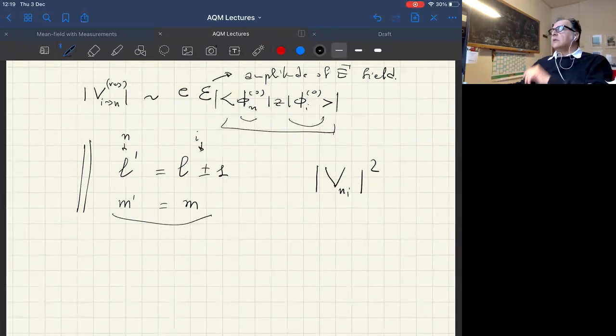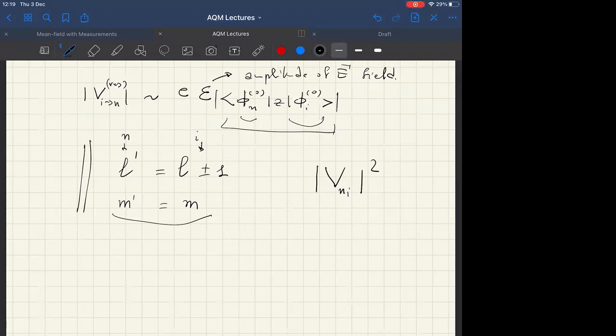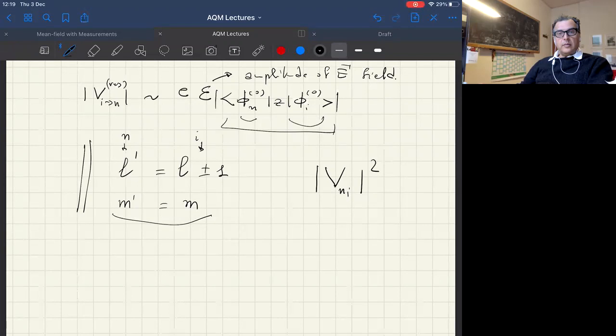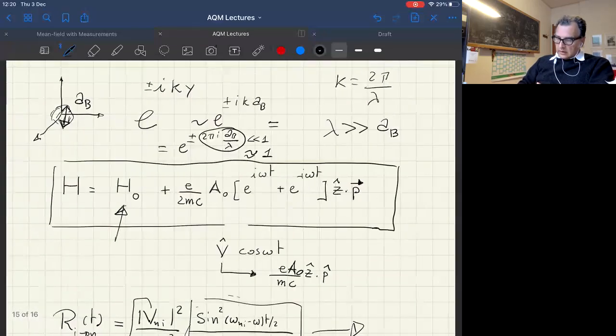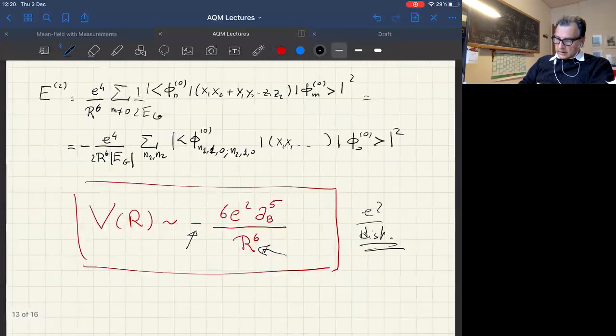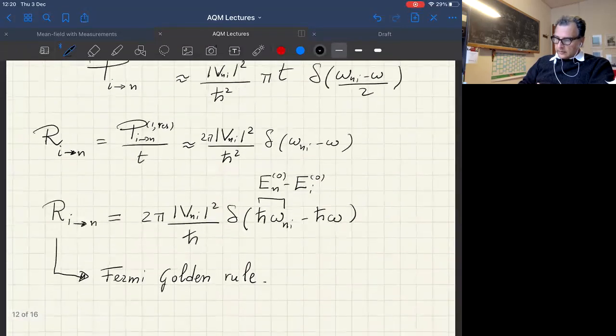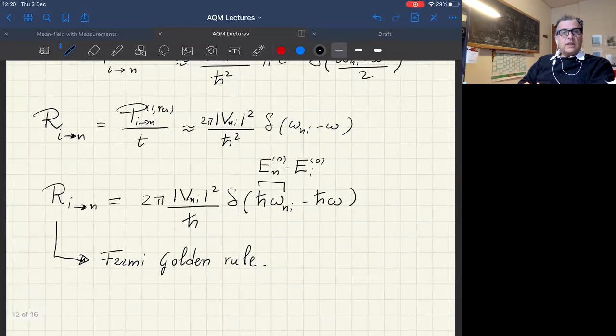Can I propose an exercise for you? Yes, yes. Very good. Before that, what did you want to say about this, the square of the phi and I? Is it like the probability of the transition? This modulus square is the probability. No, these are the probability per unit time. So let me see if I find it. Do you see this Fermi Golden Rule is the probability per unit time?